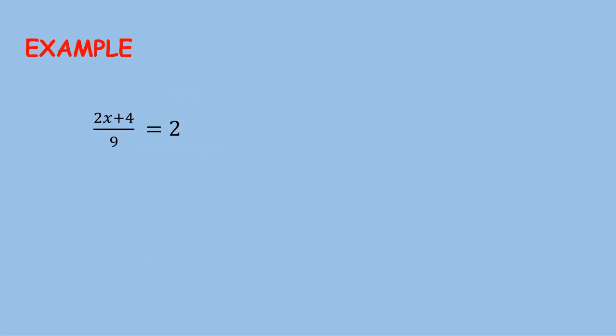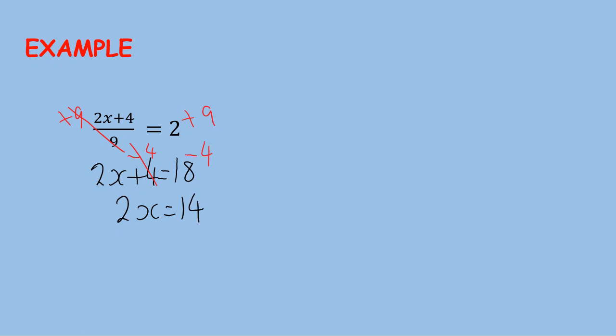Our last example is 2x plus 4, all divided by 9, equals 2. We will then multiply both sides by 9. We will then subtract 4 from both sides. We will divide both sides by 2. And this will leave us with an answer of x equals 7.